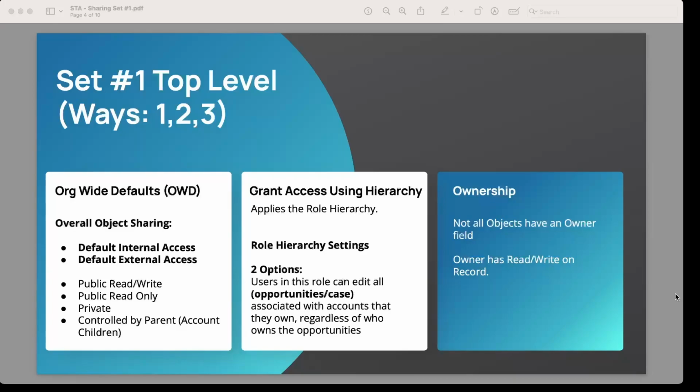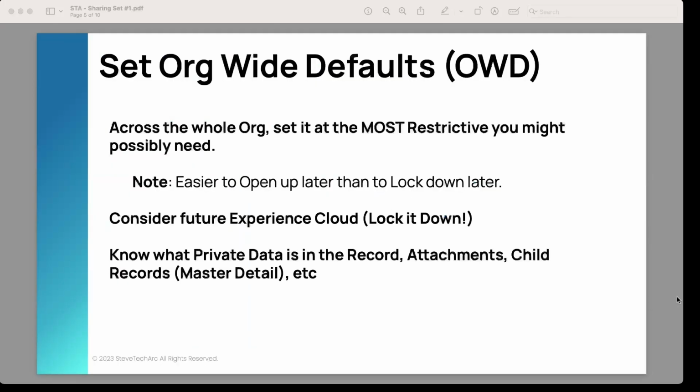They're your baseline. Whenever you start setting up security in Salesforce, one of the first places you go is to make sure object level security is set up. After you set up your profiles and permission sets, for record level security, you come in and set the OWD. You set up your hierarchy and you're aware of your record ownership. So set the OWD to the most restrictive.